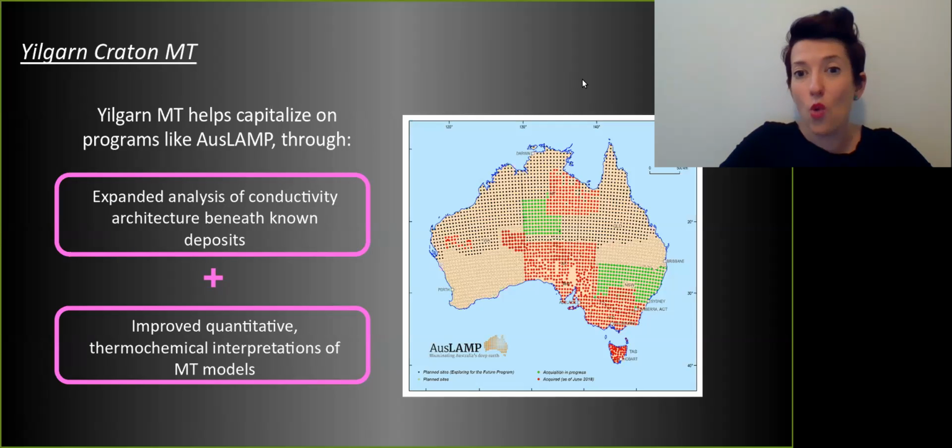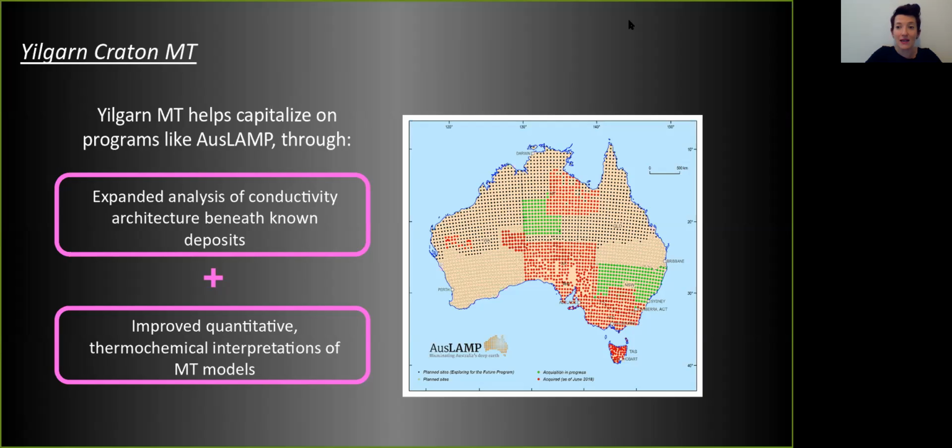That's a really important reason why it was interesting to do MT in the Yilgarn Craton, because we know that there is all of this mineralisation there, and we're embarking on these really enormous programs like AusLAMP to collect MT and help us to explore in more greenfields regions. So understanding the conductivity structure beneath known mineralisation, like that in the Eastern Goldfields, and understanding what that MT tells us about the composition, especially of the lithospheric mantle there, and how that feeds into the mineral systems processes, is going to be really helpful for us to capitalise on that AusLAMP data in regions that are more greenfields.